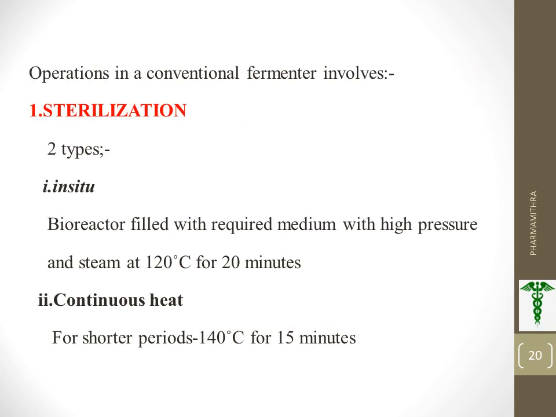There are mainly five operations carried out in the conventional fermenter. The first one is sterilization. Sterilization is of two types, in situ and continuous heat sterilization. In situ sterilization means the bioreactor is filled with the required medium and sterilized with high pressure steam, at 120 degrees Celsius for 20 minutes. In continuous heat sterilization, we conduct it for a short period, that is 140 degrees Celsius for 15 minutes.